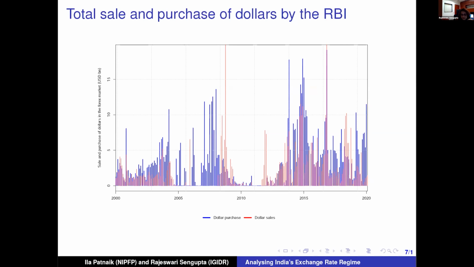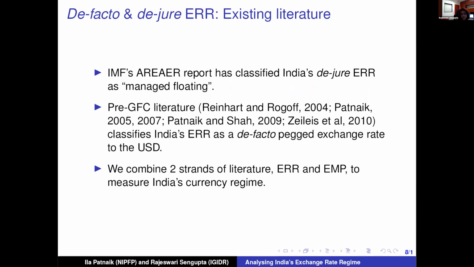framework becomes very critical. In the existing literature, for example, the IMF has an annual report which classifies India's de jure exchange rate regime as managed floating. There was a lot of work done pre-2008 in classifying India's exchange rate regime, and this pre-GFC literature, some of which I've mentioned here, classifies India's exchange rate regime as a de facto peg to the dollar. What we do in this paper is not only extend the sample period to the most recent time, we also combine two different strands of literature, namely the exchange rate regime literature and the exchange market pressure literature, to measure India's currency regime.